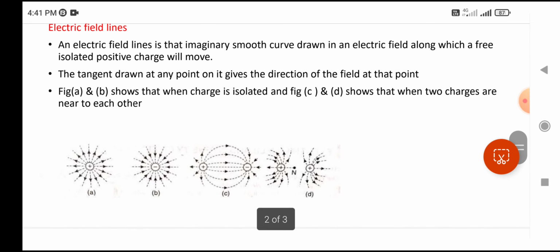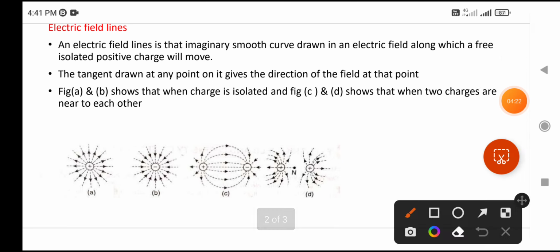Next, the tangent drawn at any point on it gives the direction of the field at that point. See here, there is one curve. If you want to know its direction at this point, then draw one tangent, meaning one line which touches that point. So at this point, this is the direction.